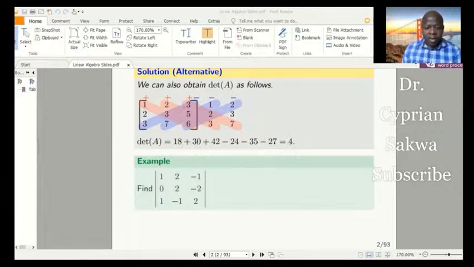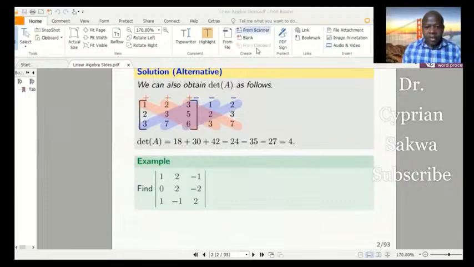So for a 3 by 3 matrix, this method will work. But the earlier method would work for any other square matrix. It will work for 3 by 3, it will work for 4 by 4, it will work for 5 by 5, and so on. Now, we have this other example.